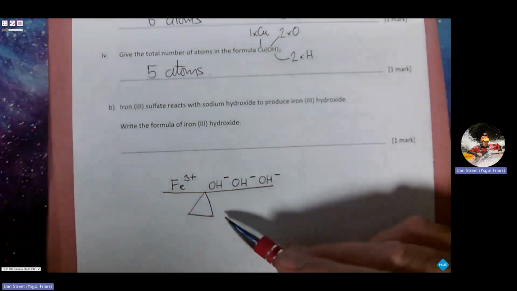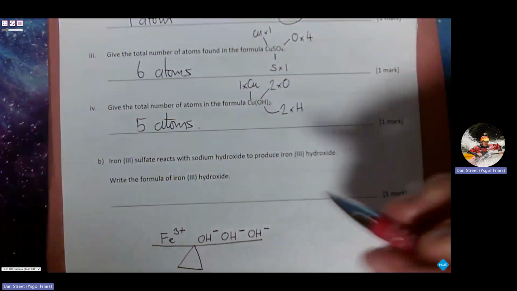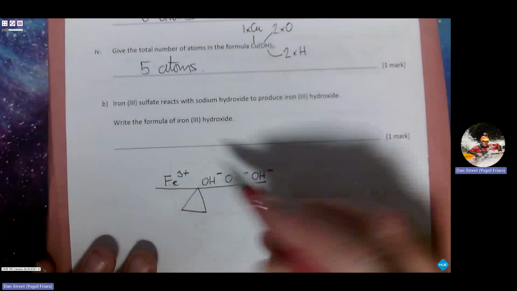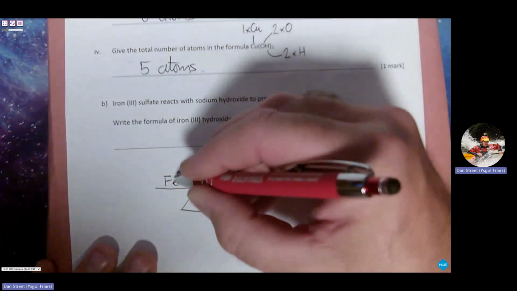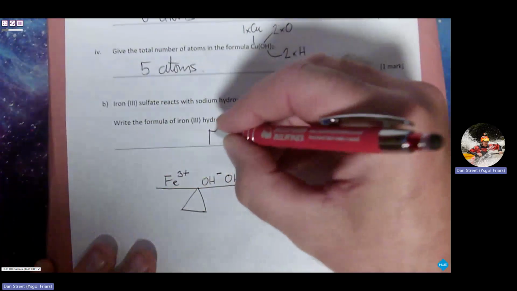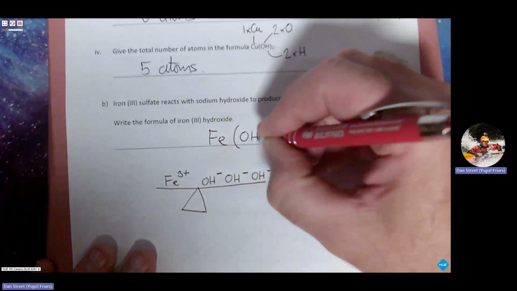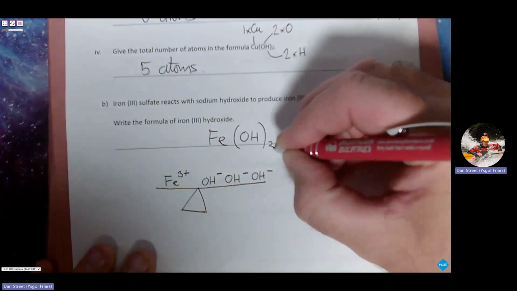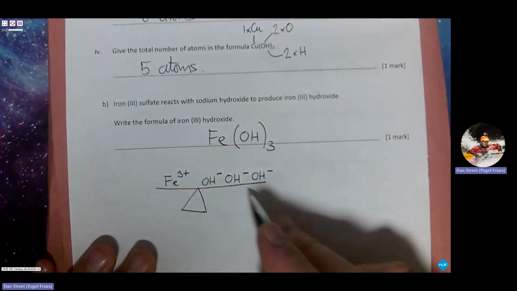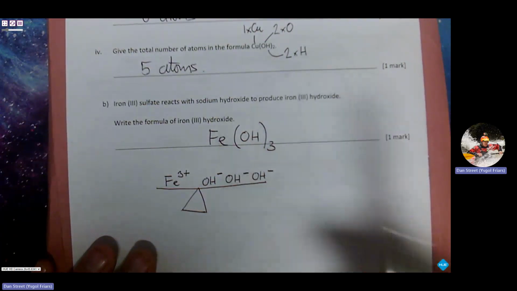But if you've got your wits about you, you'll remember this formula up here. So it's going to be similar to that. When we put that all together, we don't write any of the charges because we've made sure that they're all cancelled out. So we write Fe, we open a bracket, we write OH inside the bracket, and then we write a 3 down here to show that there are 3 of them. So that's the formula for iron 3 hydroxide: Fe(OH)3.